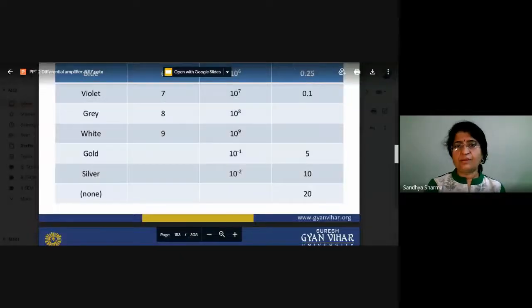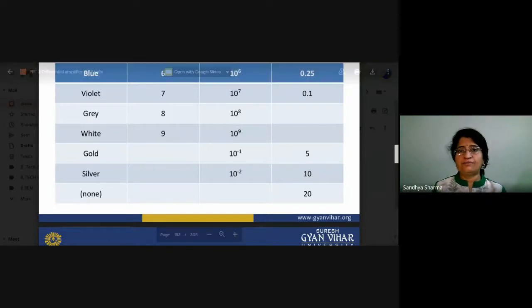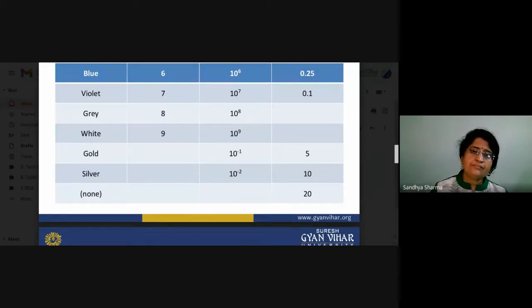Now you can see violet. If we are talking about violet, the digit is 7, so the multiplier is 10 to the power 7. If there is a gray code, the digit of gray is 8, so the multiplier will be 10 to the power 8. So for the first two or three strips, we have to write down the digit. For the third strip, if we are talking about the four band, we will use the multiplier, and the fourth strip will be used as a tolerance. So there is a slight fluctuation in the accurate value of your resistance, and that value will vary within that tolerance range.